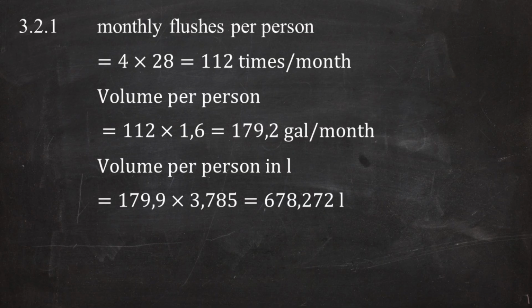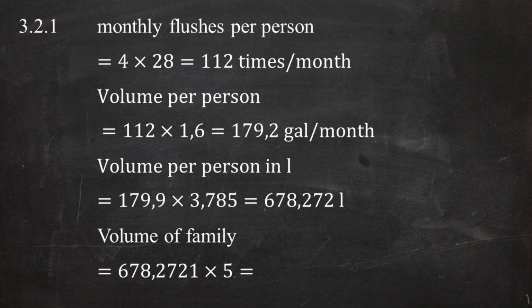678,272 liters. Now the total volume of water used by the family of 5 will be 678,272 liters multiplied by the 5 members of the family will give us a total volume of 3,391,36 liters.